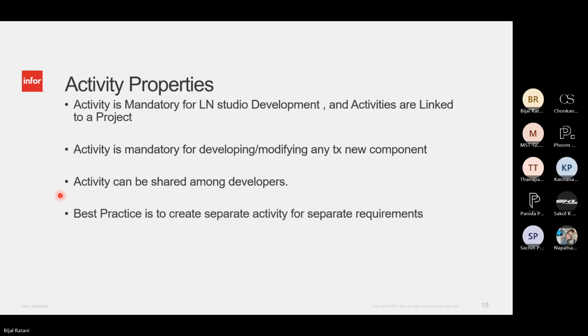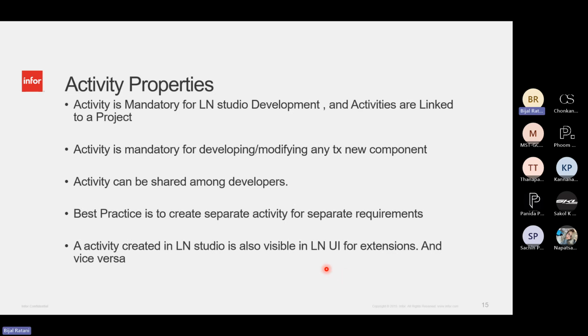Then what is the best practice? If there are 4 requirements, it is a best practice to create 4 activities, requirement-wise. When we were naming the activity, we named it with the requirement ID. So the best practice is to create a separate activity for separate requirements. Your activity that you create in LN Studio is also visible in LN UI.